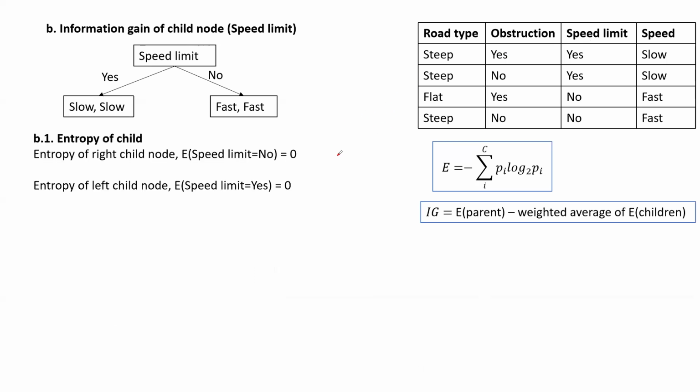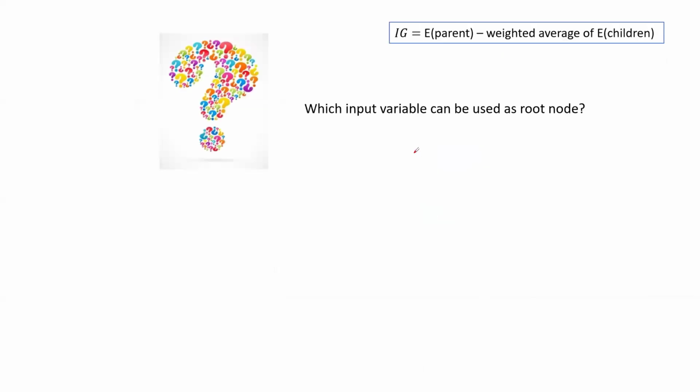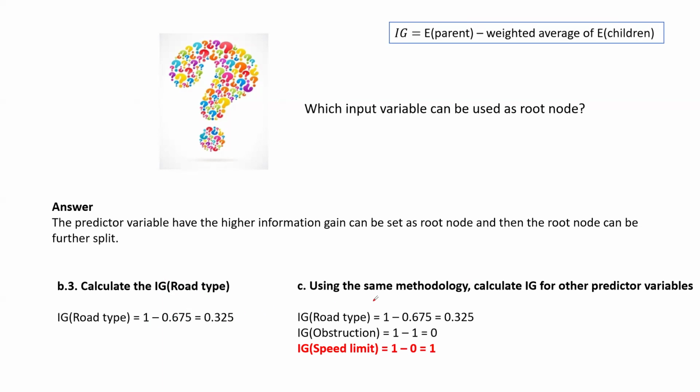And once the speed limit is also found, then we have to calculate the information gain. Now, how are we going to calculate it? The predictor or the variable which has the highest information gain is considered to be the root node. So now we'll calculate the information gain for road type. This is the target 1 minus 0.675, what we have calculated for the road type, and the answer is 0.325. The same way for obstruction and for speed limit.